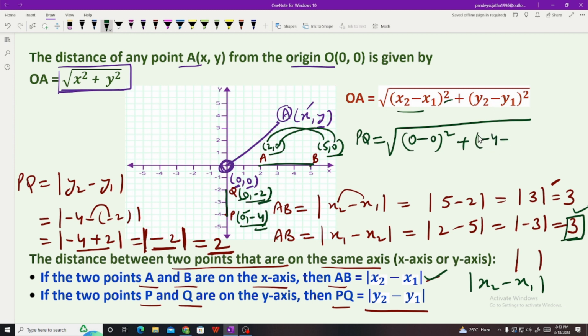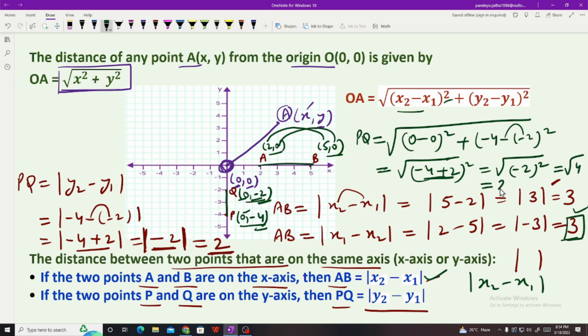plus y2 minus y1, that is y2 is minus 4, and y1 is minus 2, whole square, which is equal to 0 minus 0 is 0, plus root of minus 4 minus into minus is plus 2 whole square, which is equal to root of minus 4 plus 2 is minus 2 whole square, and minus 2 whole square is root of 4, which is equal to 2.